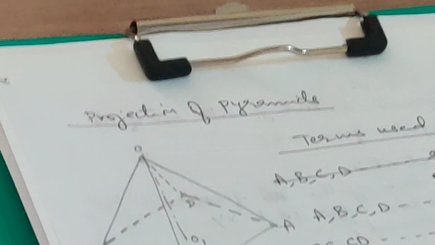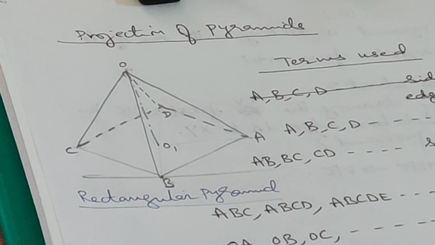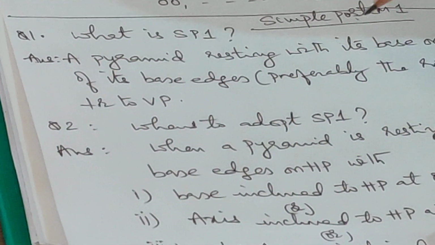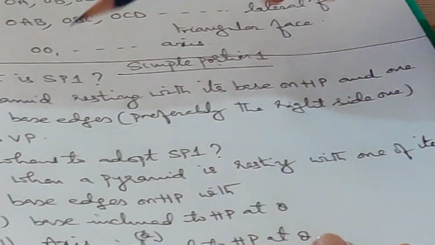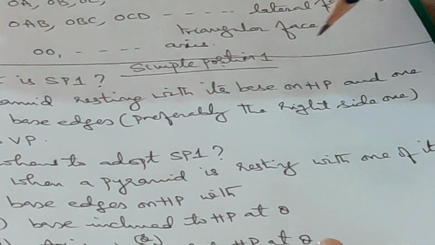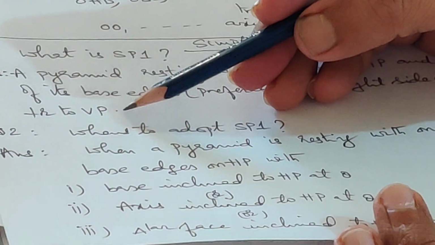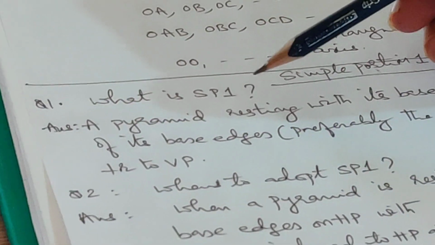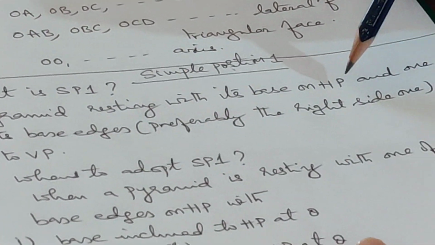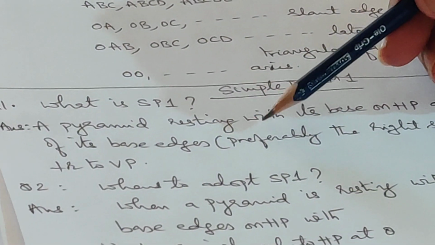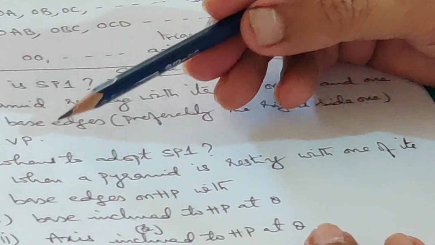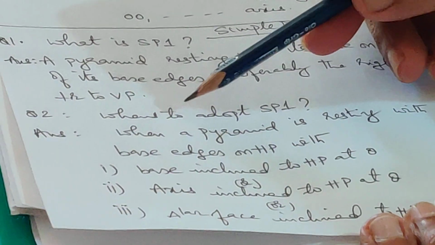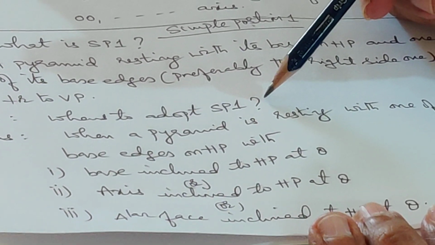You can see here in the sheet, I have written down what SP1 is. A pyramid resting with its base on HP and one of the base edges, preferably the right side one, perpendicular to VP. This is SP1. I repeat, a pyramid with its base on HP and one of its base edges, preferably the right one, perpendicular to VP.